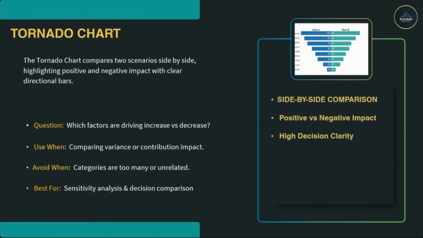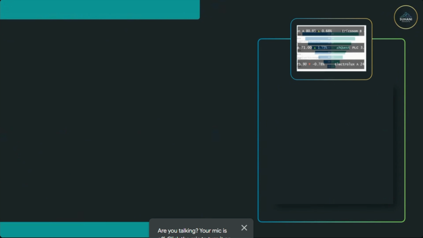So if there are three or more categories, we should avoid this chart. And the best use of this chart is when we are using something related to decision comparison or sensitivity analysis, then we should use this chart. Now let's go to the next chart, which is the scroller chart.